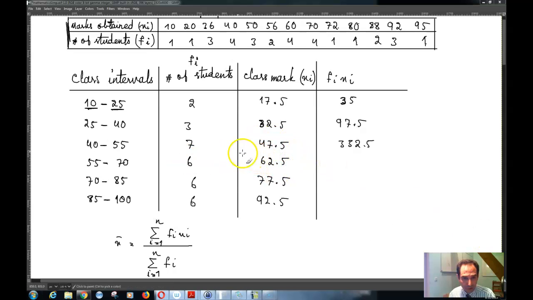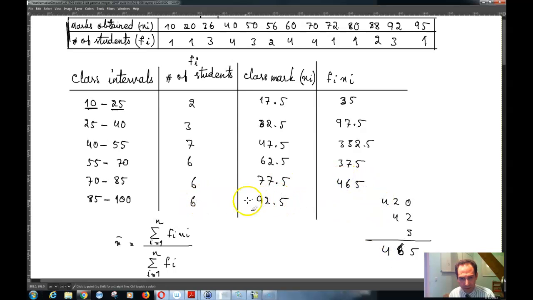And then you have 6 times 62.5. So 6 times 60 is equal to 360, 6 times 2 is equal to 12, and 6 times 0.5 is equal to 3. So that's 375. Then 6 times 77.5: 6 times 70 is 420, 6 times 7 is 42, and 6 times 0.5 is 3, so you have 465.